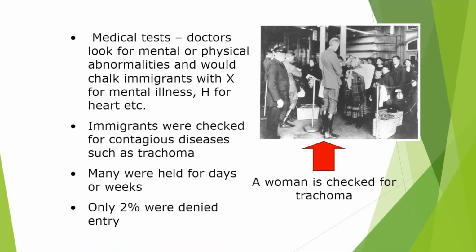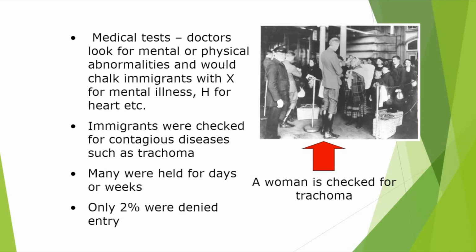The reason why they were queuing is that they would have medical tests carried out on them by doctors looking for what they deemed at the time mental or physical abnormalities, and they would chalk immigrants with an X for mental illness, for example, H if there was some sort of heart problem, and immigrants were also checked for contagious diseases, which you can see trachoma was one of them, which is a condition that affects the eye. Many were held for days or weeks, but only 2% of those travelling from Europe were denied entry. One of the major groups that would have been denied entry would have been young single women.